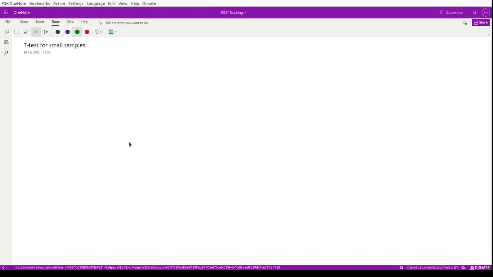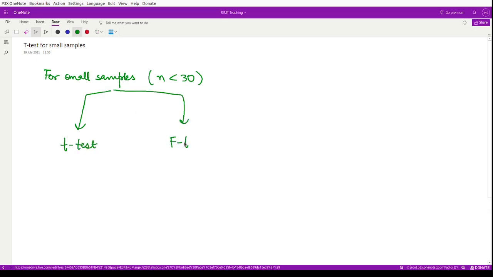So as I have told you, for small samples having sample size less than 30, so n is less than 30 in this case, we have two tests. One is the t-test, another one is the f-test. Now in t-test, what we do, we compare the means. And in f-test, what we do, we compare the standard deviations. So this is the basic difference.